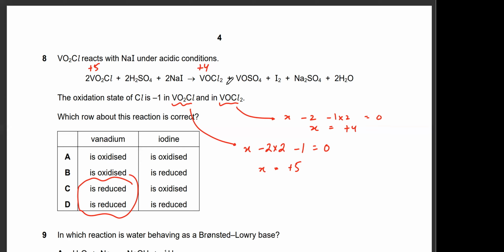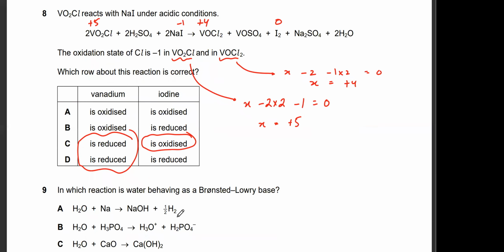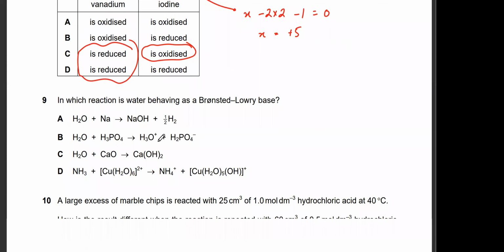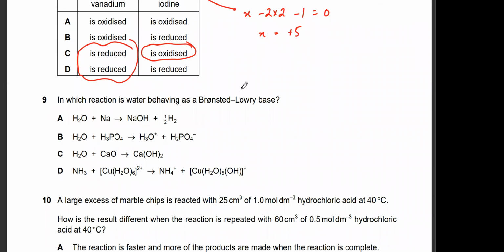दूसरे का कर लो कि who's getting oxidized then? That's obviously iodine. Because iodine is minus 1 and iodine is 0 over here. So iodine is the one that's getting oxidized. वो तो वैसी obvious था क्योंकि दो elements तो reduce नहीं होंगे ना. So it's getting oxidized.